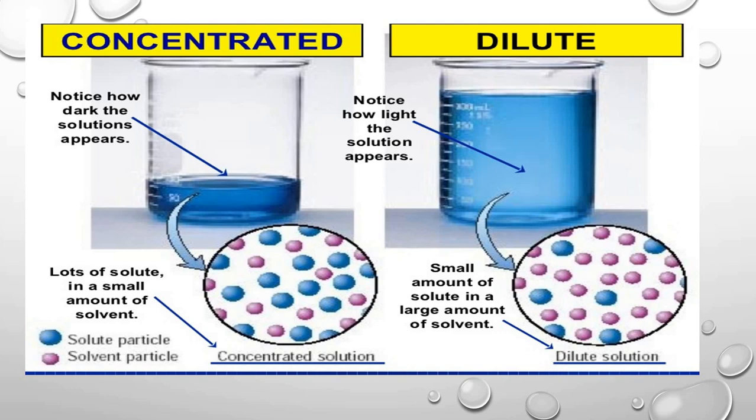Another way that we can talk about solutions is concentrated versus dilute. Concentrated just means you have a lot of solute and a little bit of solvent, or a lot of solvent with a little bit of solute. So this is dilute versus concentrated.